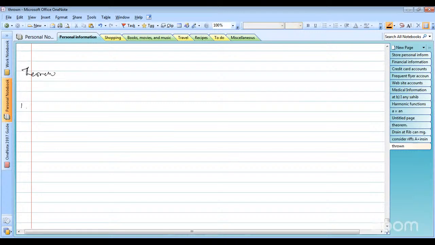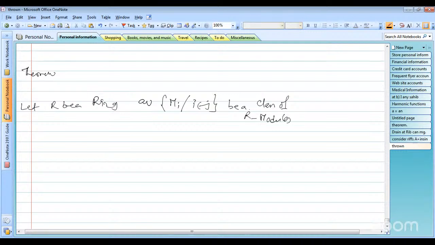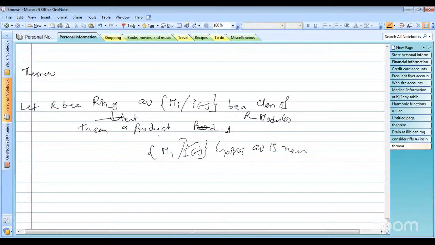Consider, let R be a ring. Let Mi, i belongs to I, be a class of R-modules. Then the direct product of Mi, i belongs to I, exists and is essentially unique in the following sense.